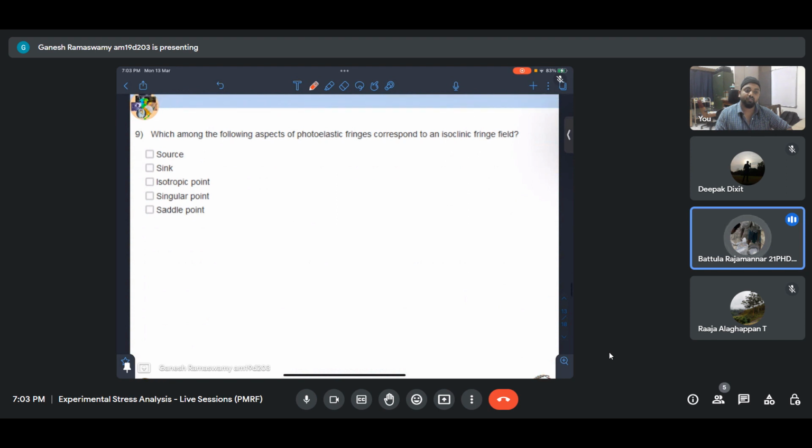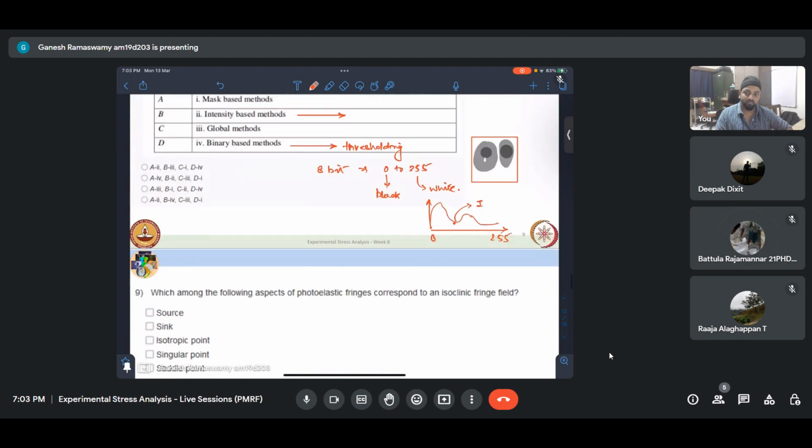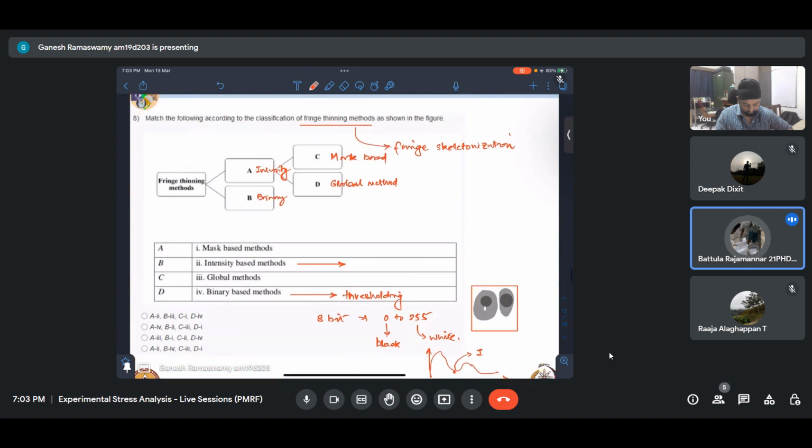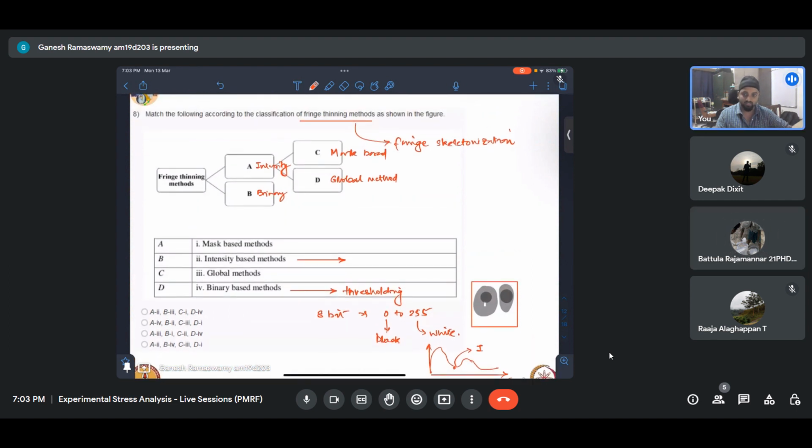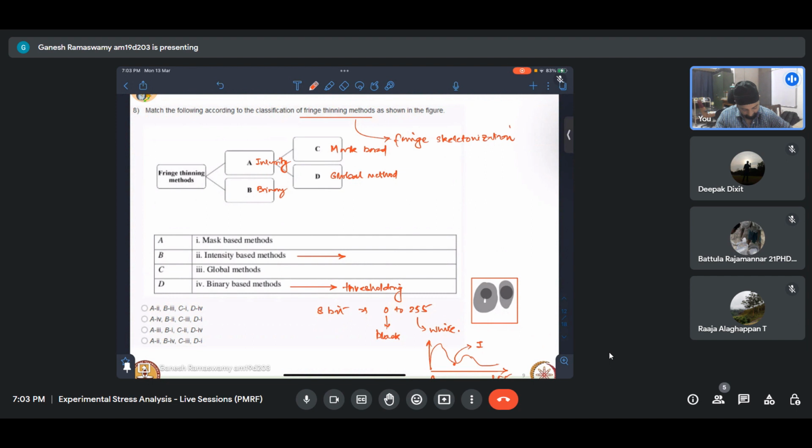Yes, sir. Sorry? No, I've written it down. One can easily discern it. No, A is intensity based, B is binary. Oh, why is that? A is intensity based, A is 2. A is 2, B is binary based, 4. Yeah, so we are getting D, right? Yeah, C and D are interchanged.